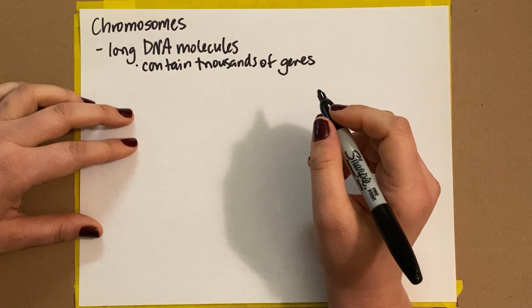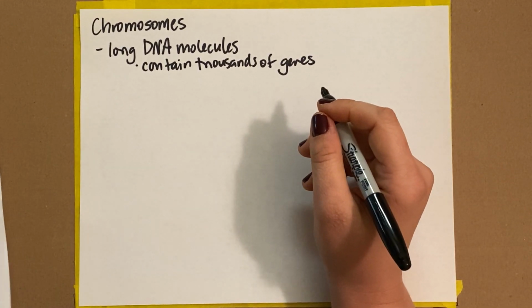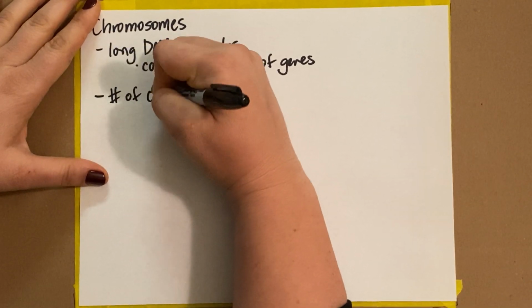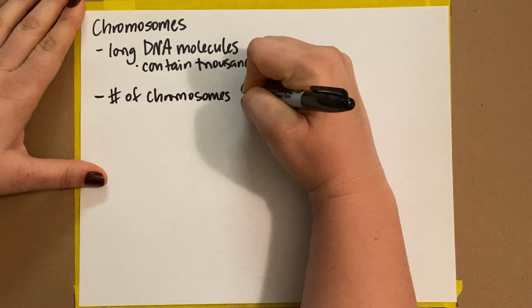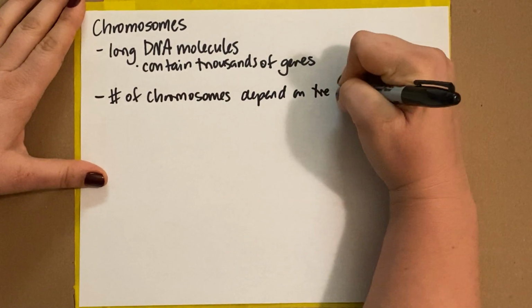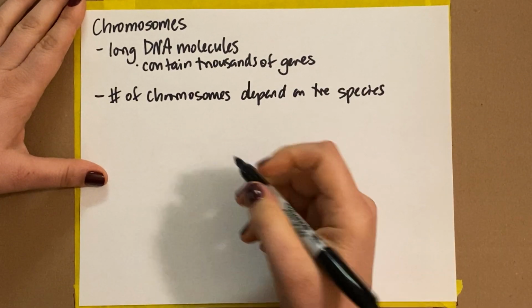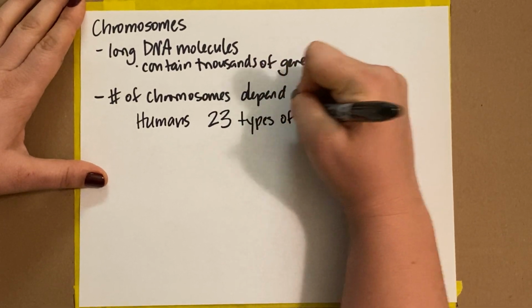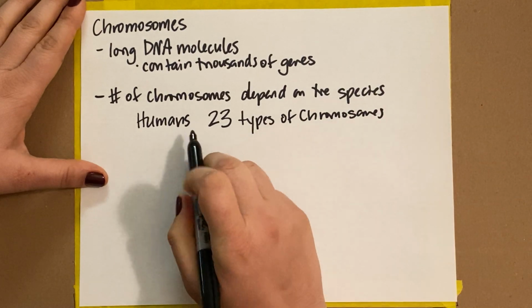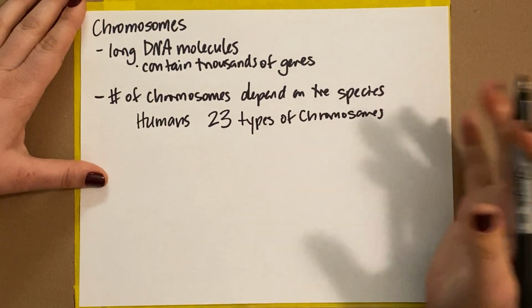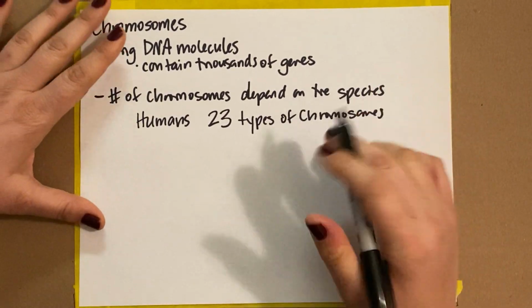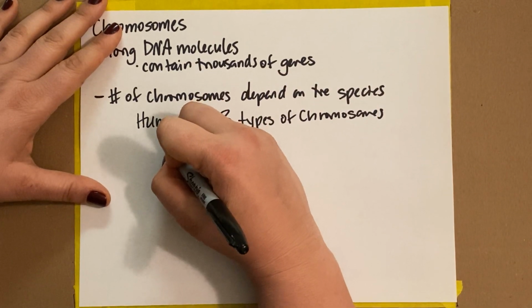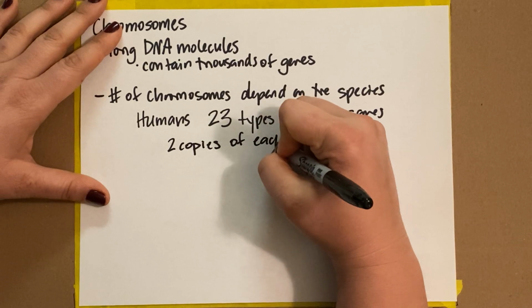Now, when you have the chromosomes, the number depends on what species you are. The number of chromosomes is going to depend on the species. We're mainly going to talk about humans. Humans have 23 types of chromosomes. That means we have chromosome 1, chromosome 2, chromosome 3, chromosome 4, chromosome 5, up until 22. We then have a little bit of a different situation; we'll talk about chromosome 23. But basically, humans have 23 chromosomes, and we're going to have 2 of each chromosome. So 2 copies of each chromosome.